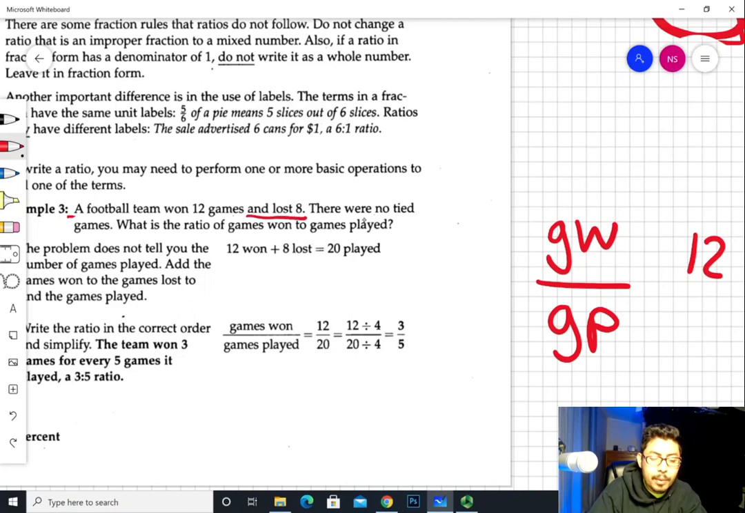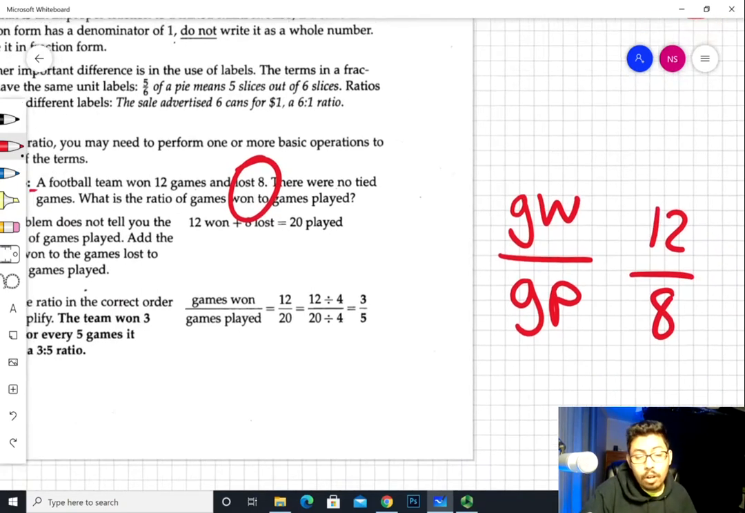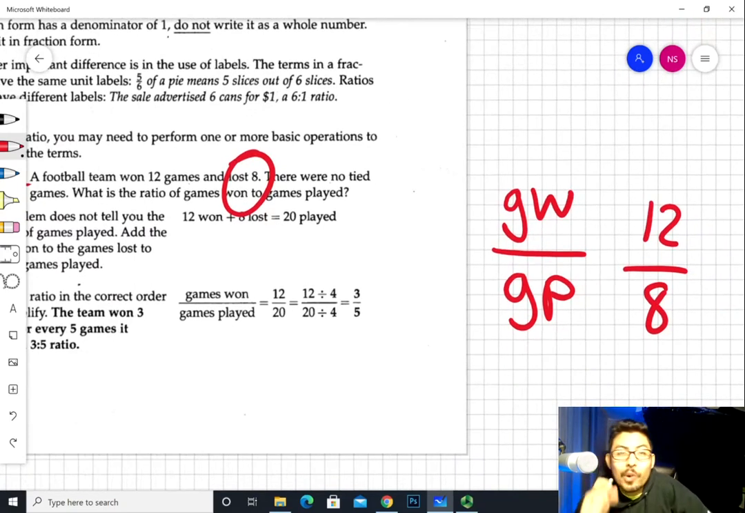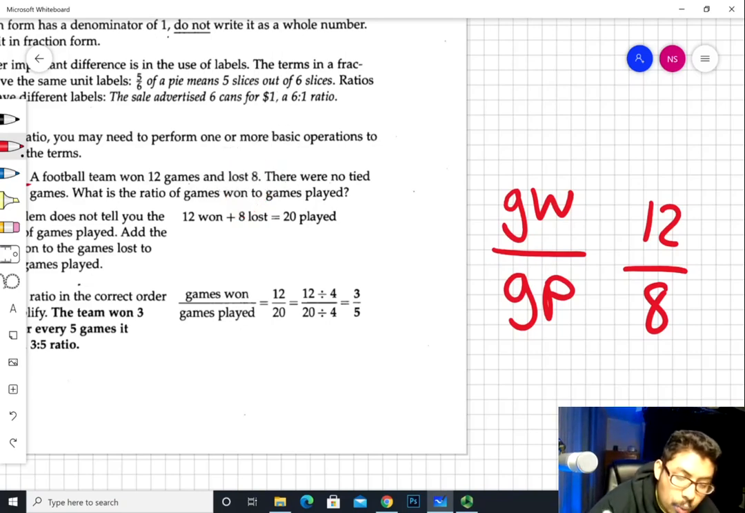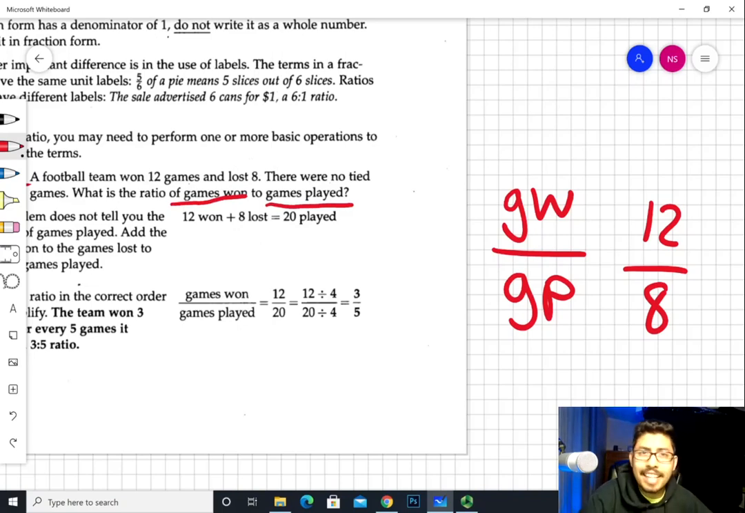And lost 8. There were no tied games. What is the ratio of games played? This is where students make the mistake. They just assume 8 is the other number and they put it under and then they move on, and you are wrong, because read the question. They want to know what is the ratio of games won to games played, not games lost. If they were asking what is the ratio of games won to games lost, then yes, this would be the answer. But that 8 represents lost games. That's not what the question is asking for.